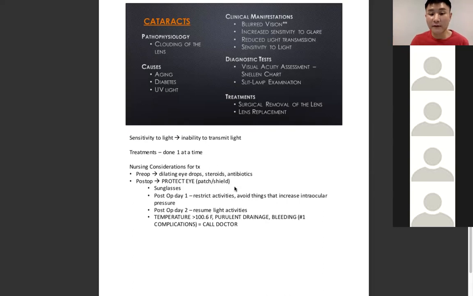Post-operatively, as a nurse, we have to continuously monitor the patient's temperature. If the temperature is more than 100.4, that means they are having a fever and we might suspect infection, so we need to call the doctor. Purulent drainage is also an indication of infection. Bleeding is also a number one complication, so call the doctor.